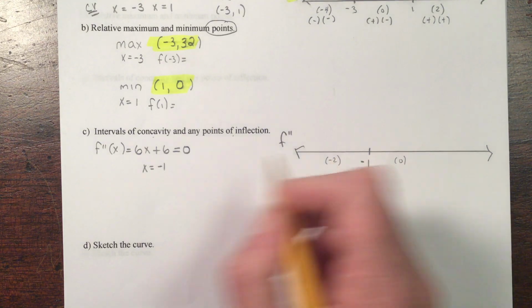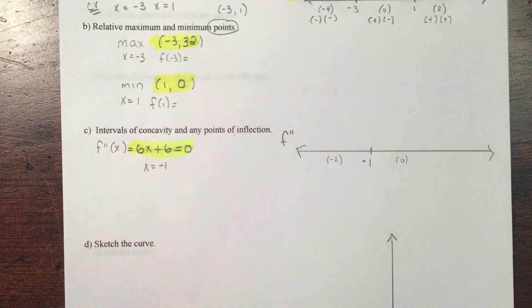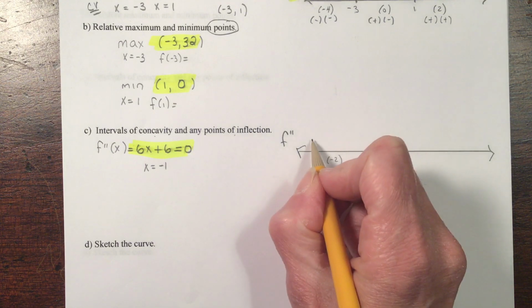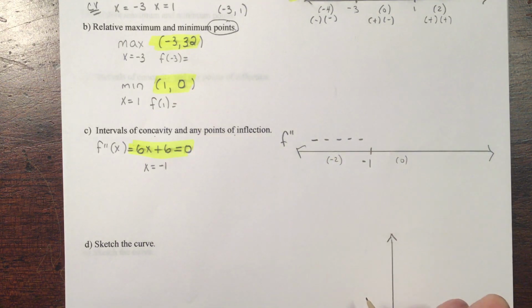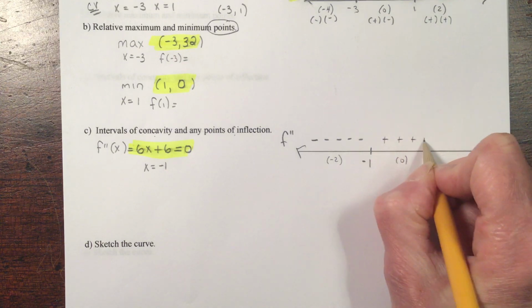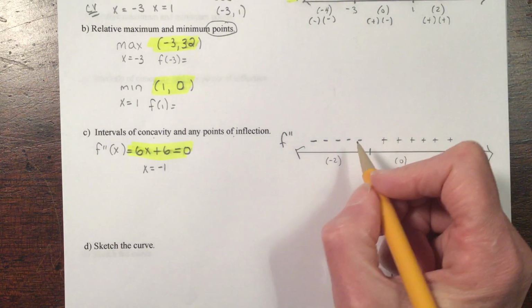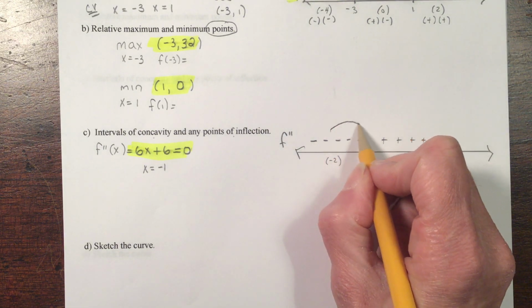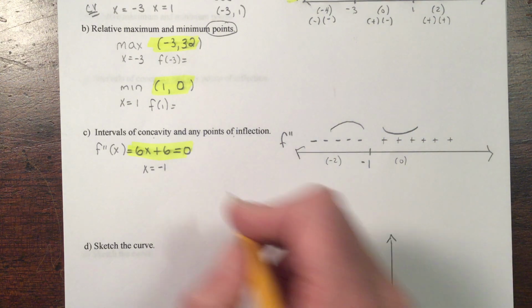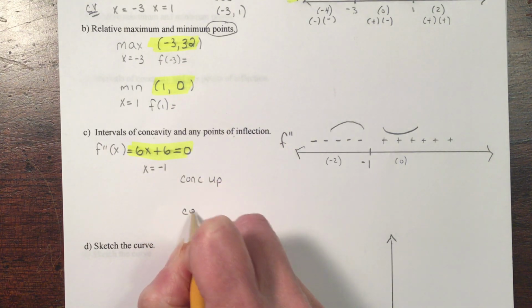When I plug -2 in, and again, I'm using this function here, I'm going to wind up getting a negative. And if I plug in a number bigger than -1, this interval is positive. So now I know my function is going to be concave down, and then it's going to switch to concave up. I can describe my intervals of concavity.